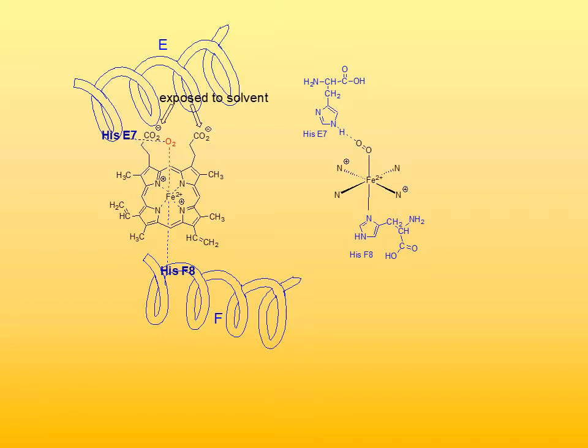So in histidine F8, an electron pair from nitrogen is donated to iron to satisfy its coordination number of 6, while histidine 7 from chain E, through hydrogen bonding, stabilizes the oxygen molecule that is bonded to iron.